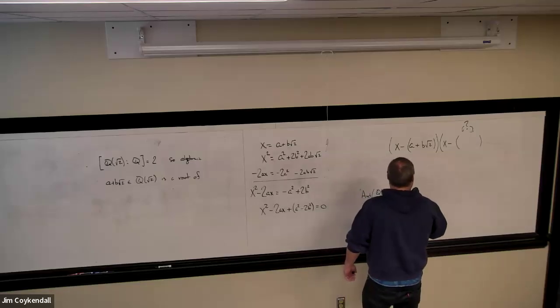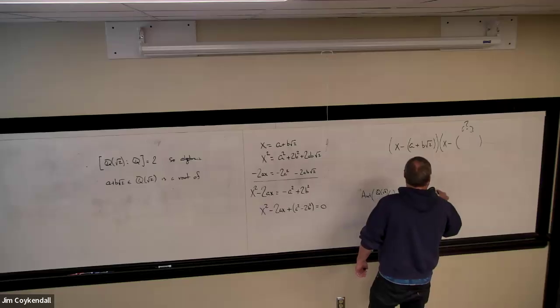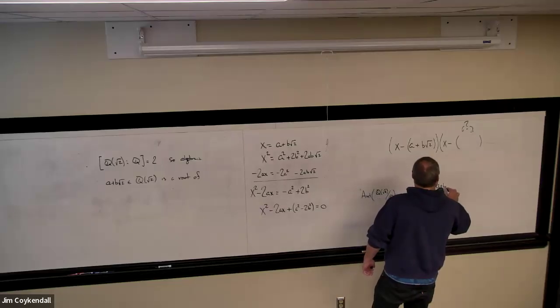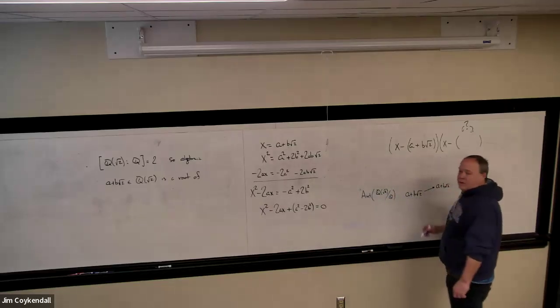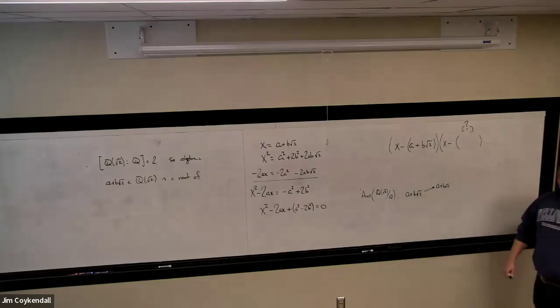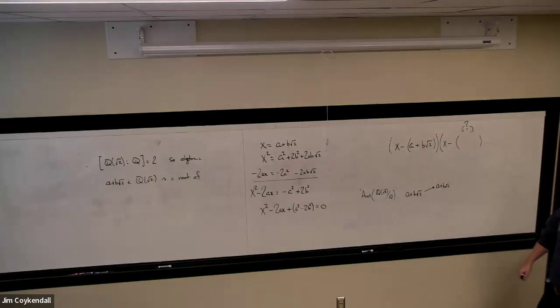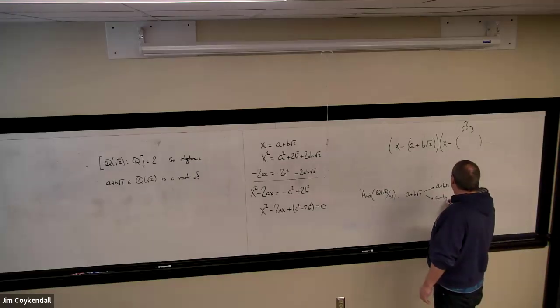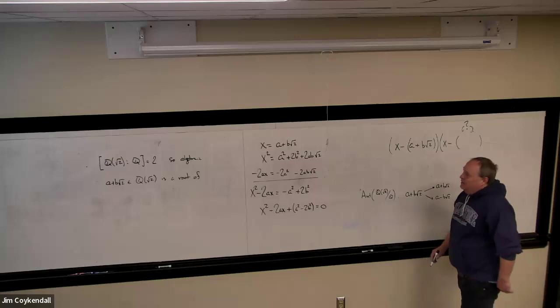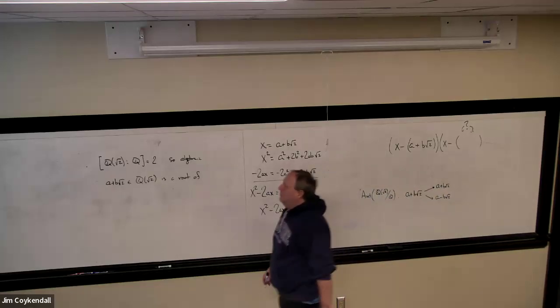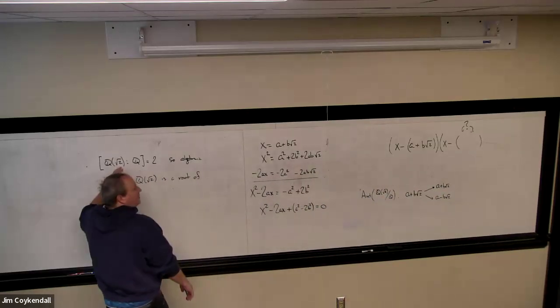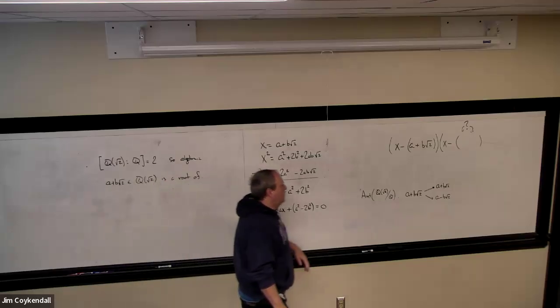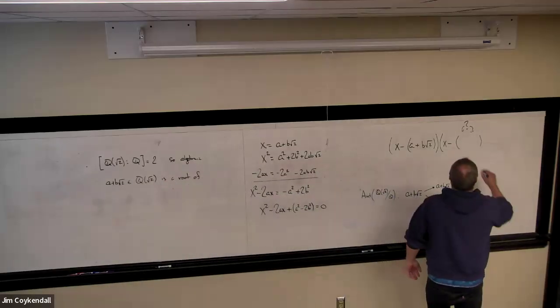What automorphisms can you take a plus b radical 2 to? One place is to itself. Where's the other place you can take it? A minus b radical 2. That's right, the conjugate. This is basically induced by taking radical two to minus radical two. Notice the polynomial that makes this work is x squared minus two, the roots of which are radical two and minus radical two.